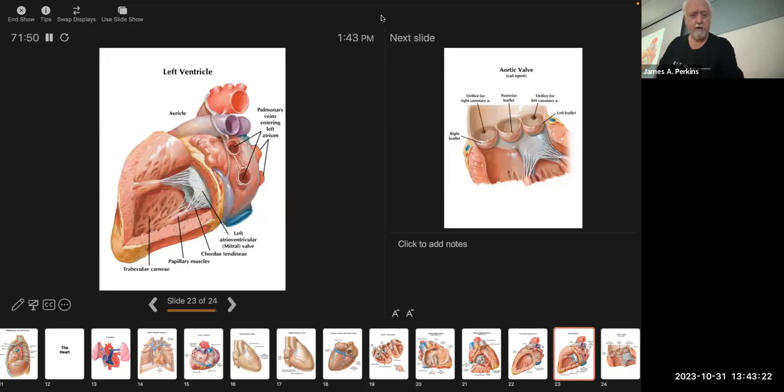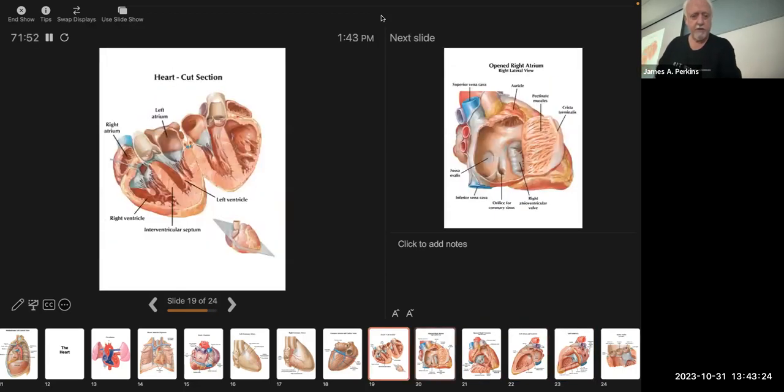I don't know how well Netter illustrated it here. Let me go way back to this one. Yeah, Netter did a pretty good job of illustrating it in this cut sectional view. The wall of the left ventricle is about 3 times as thick as the wall of the right ventricle. Very important thing to illustrate.